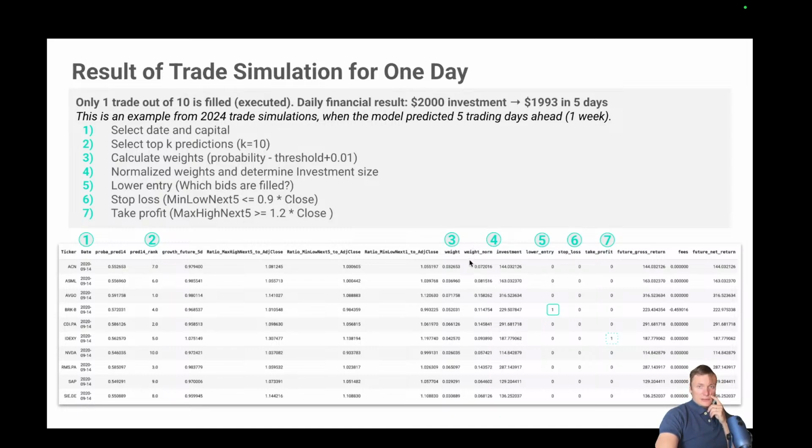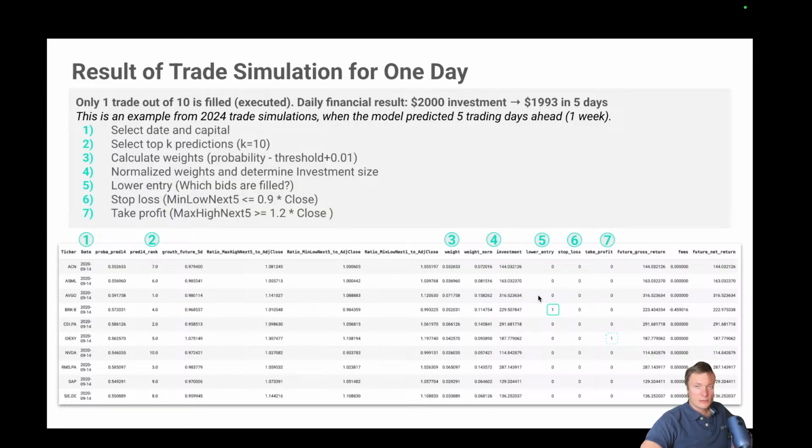Then calculated weights. So some weights, normalized weights. So that's what we want to do when we place bets. For example, for top 1 rank, the probability was 59%, which is slightly higher than 55 or 56. And you can see that this trade had a weight of 15.8% versus others were just 7 or 8%.